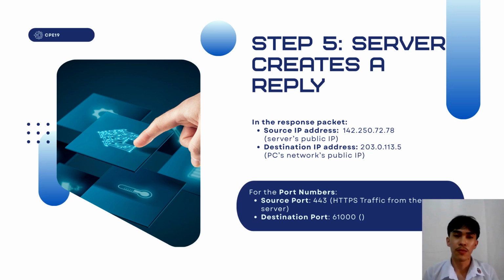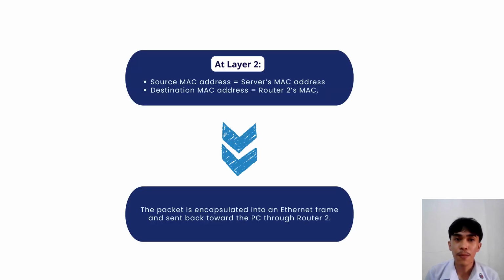For the port numbers, the source port is 443, indicating HTTPS traffic from the server, while the destination port is 61,000. This destination port was assigned earlier during the initial connection and allows the router to correctly map the response back to the PC. Layer 2: the source MAC address is the server's MAC address, and the destination MAC address is router 2's MAC, since the router is the next hop on the return path. The packet is then encapsulated into an Ethernet frame and sent back toward the PC through router 2.